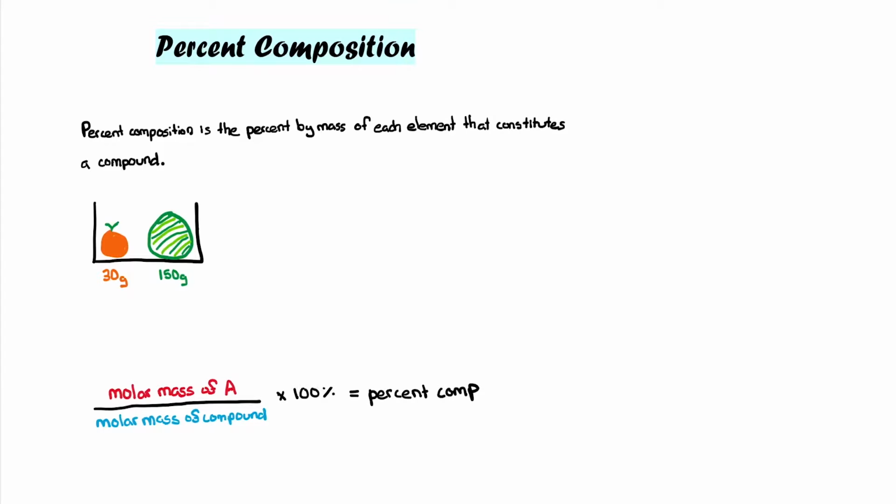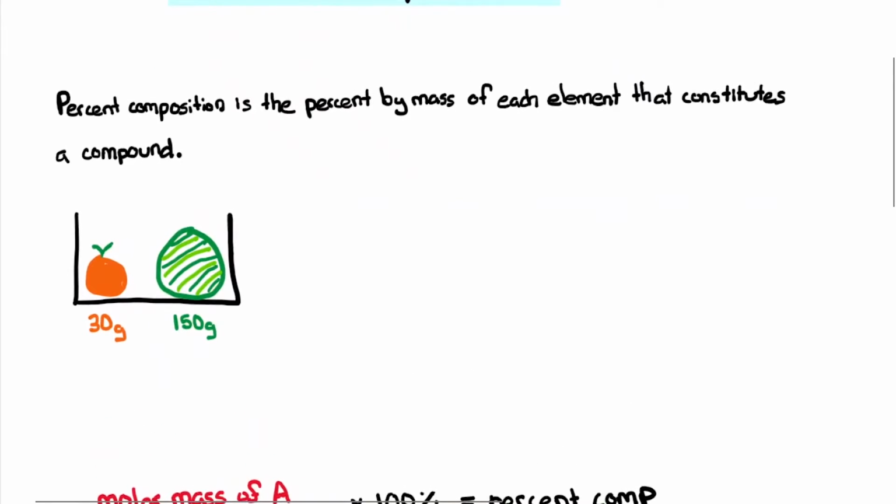Welcome. In this video, we'll be looking at percent composition, what it is, how we use it, and we'll go over a practice problem at the end of the video. Alright, so let's start off with a quick definition. Percent composition can be defined as the percent by mass of each element that constitutes a compound.